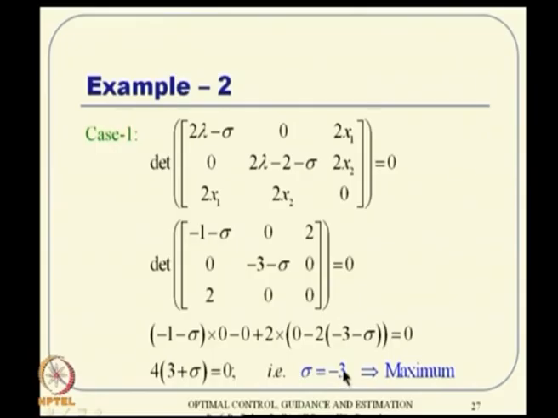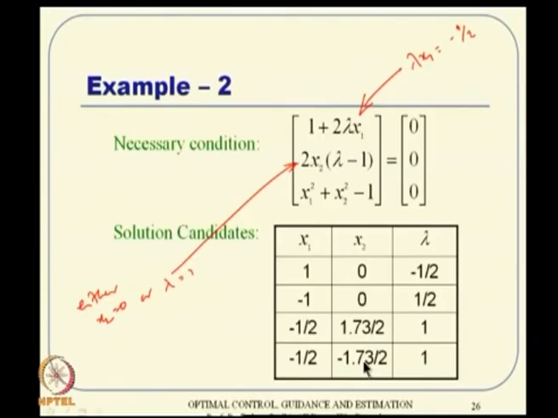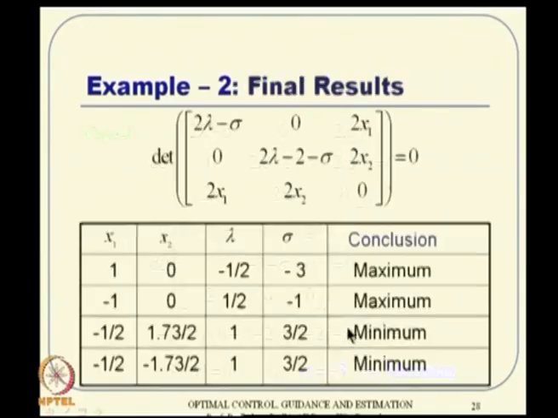So, what you are getting? We are getting one sigma, one candidate sigma only, and that sigma happens to be a negative quantity. So, obviously, we land up with a case which is a maximum case actually. So, at this point x 1 is 1 and 0, we have a local maximum basically. Similarly, I will carry out this analysis for all such points. If you do that, then you will end up with this table basically.